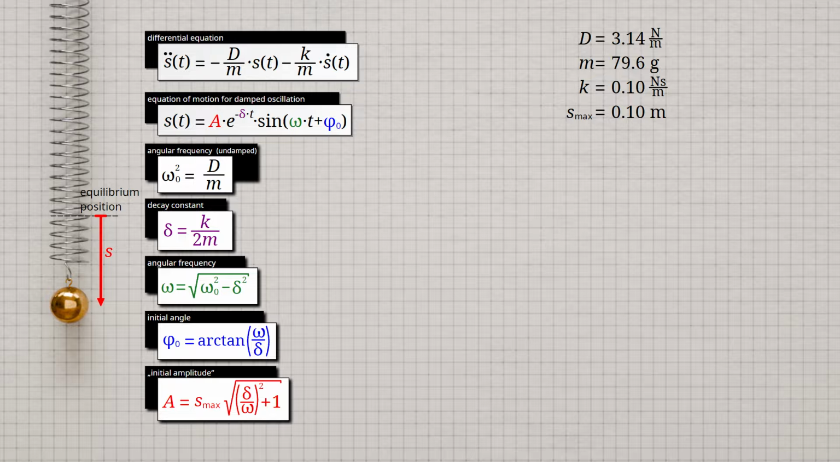With these quantities we can completely describe the damped oscillation. To do this, we determine the initial amplitude A, the initial phase angle phi 0, the angular frequency omega, and the decay constant delta. For calculating the angular frequency omega we need not only the decay constant delta, but also the angular frequency omega 0 of the undamped oscillation. This results from the square root of the ratio of the spring constant d to the mass m. After inserting the values, we obtain an undamped angular frequency of 6.28 radians per second.